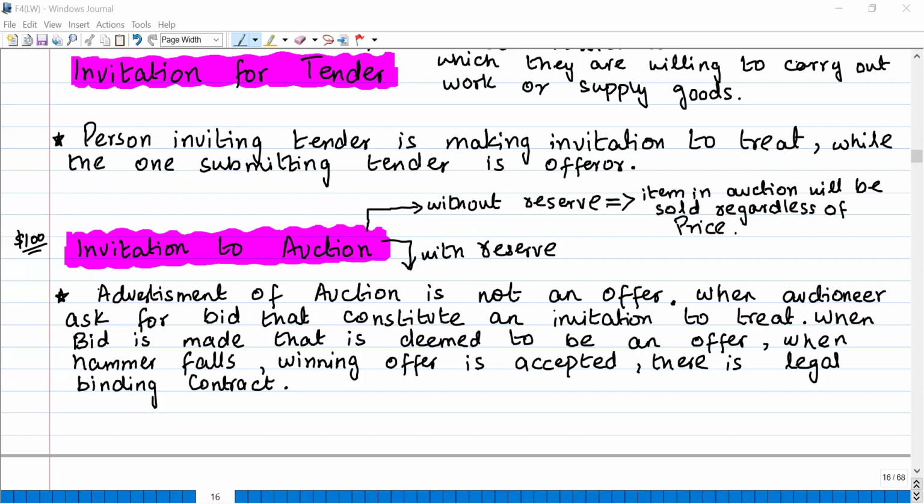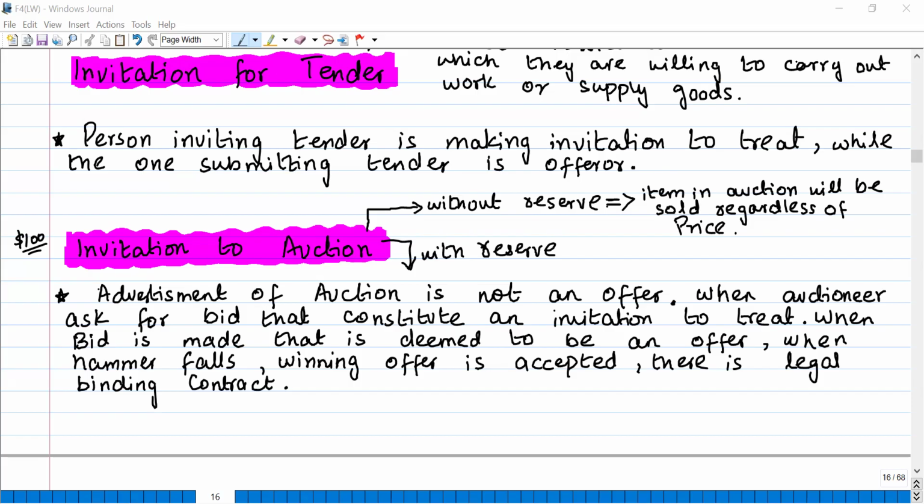So there's a difference between without reserve and with reserve auction. In without reserve, you have to sell the items at any cost. When you put up those items in auction, this indicates that you made an offer, and the bids made by the people who have attended the auction are deemed as an acceptance, and you can accept any of those. And when the hammer will fall, the contract will be formed.